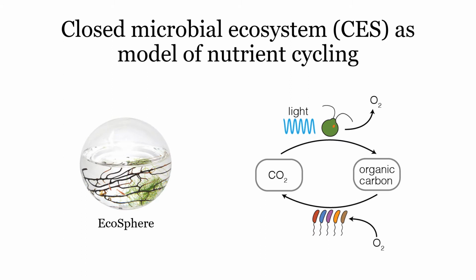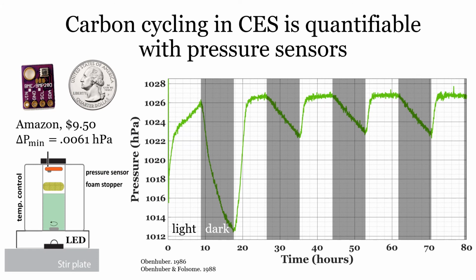Consider this diagram of a microbial closed ecosystem. Here we can see the cycling of carbon from organic to inorganic forms mediated by photosynthesis and respiration. We use the fact that in temperature-controlled closed ecosystems, carbon cycling results in measurable changes in headspace pressure. To measure these pressure changes, we use pressure sensors for cell phones, which are cheap, small, and sensitive. Each closed ecosystem is housed in a monitoring device, and the community is exposed to light and dark 12-hour phases.